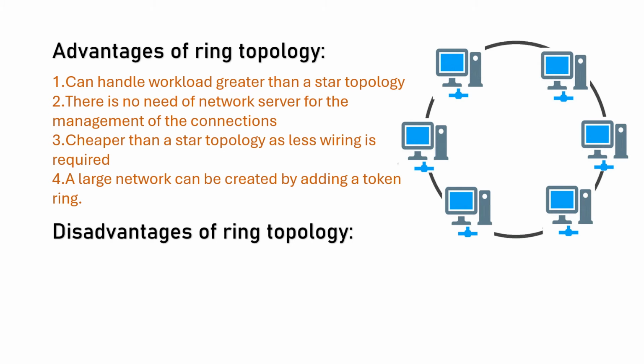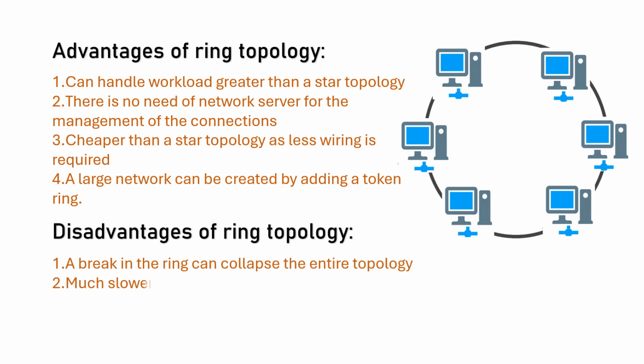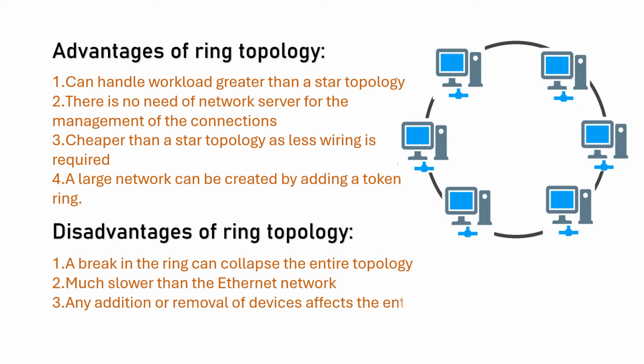And the disadvantages are: first, a break in the ring can collapse the entire topology. Second, much slower than the Ethernet network. Third, any addition or removal of devices affects the entire network.